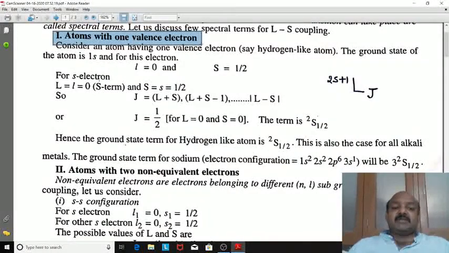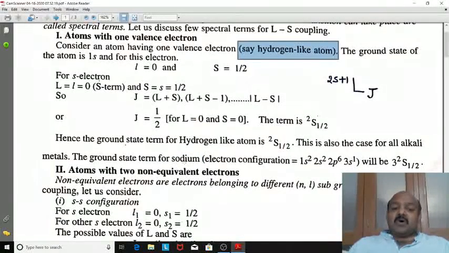So, first case is atoms having one valence electron. You can say hydrogen atom or hydrogen-like atoms. Also, we will take the example of sodium atom. So, firstly, we deal with the hydrogen atom, or you can say even sodium atom.